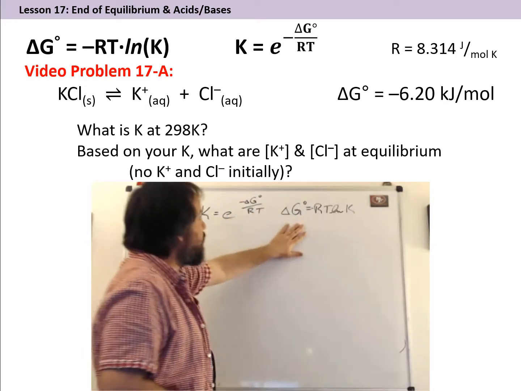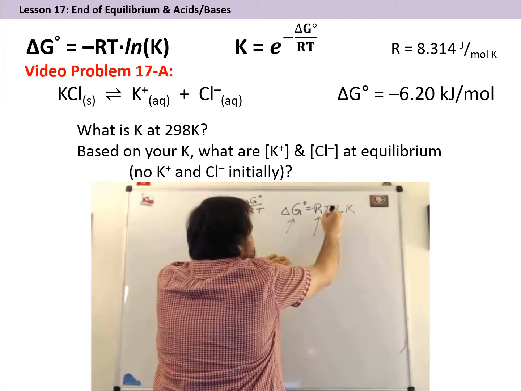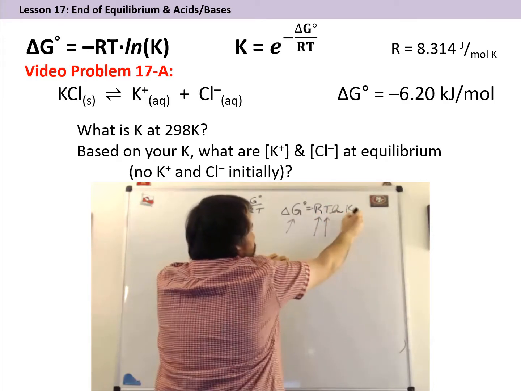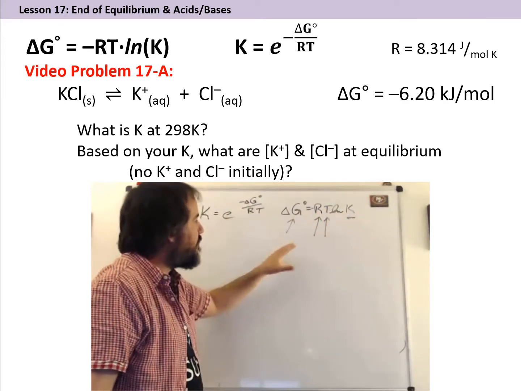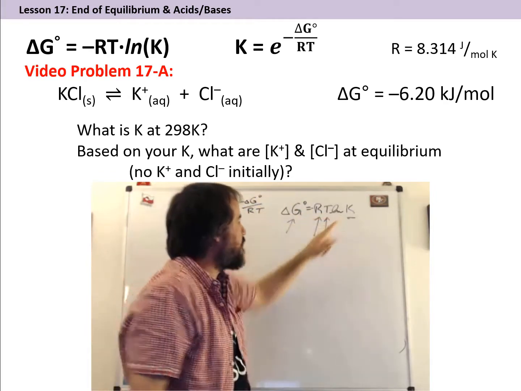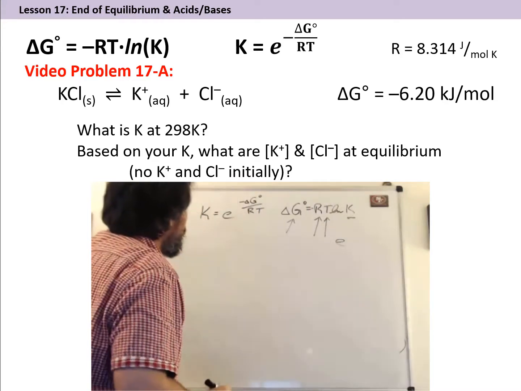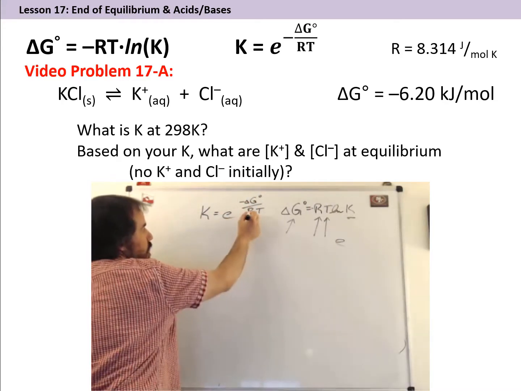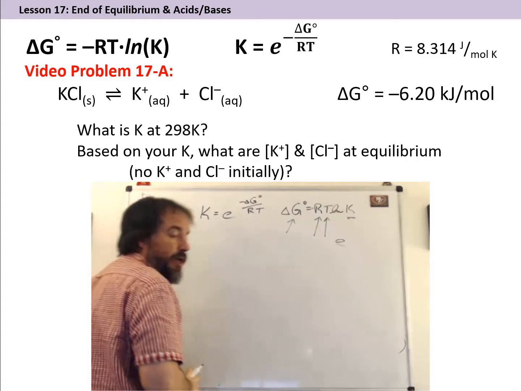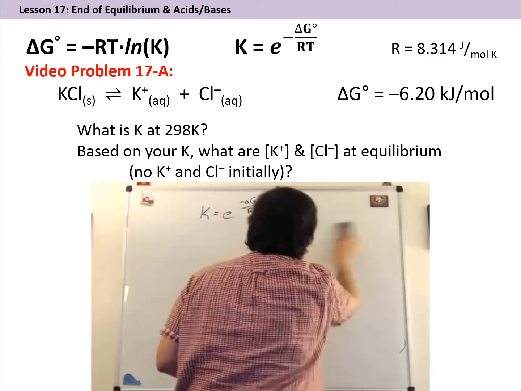So let's say I wanted to use this equation. I know this, I know this, I know this, and I want to know this. Well, what would I have to do? I'd have to rearrange it, plug in, then take e to this to get rid of it. But if I use this equation, I know delta G, R, and T. I can just plug them all in. Okay, so we're going to use this equation.